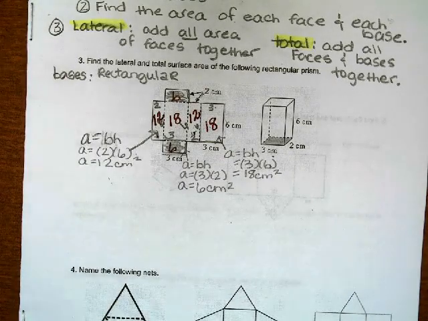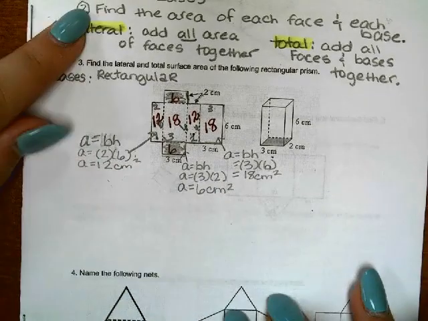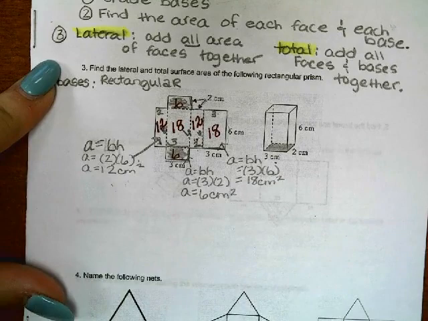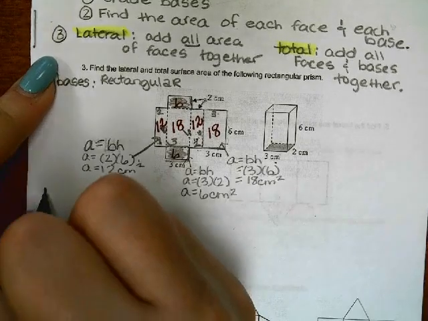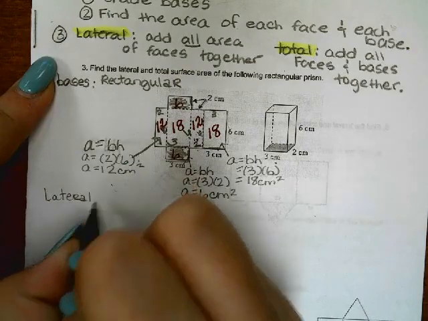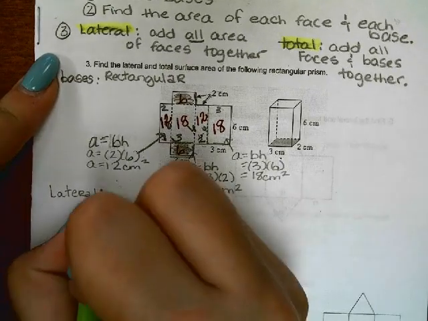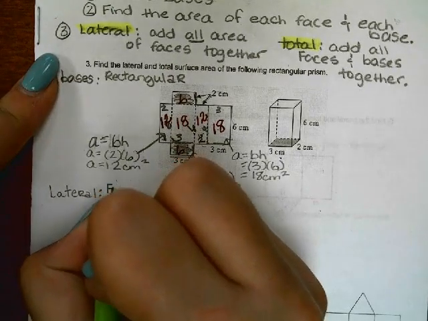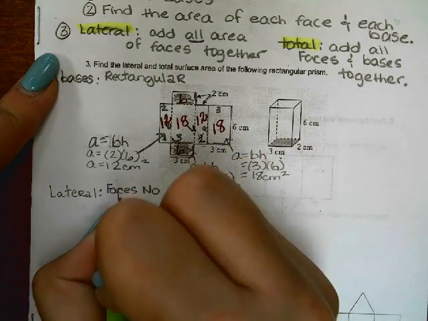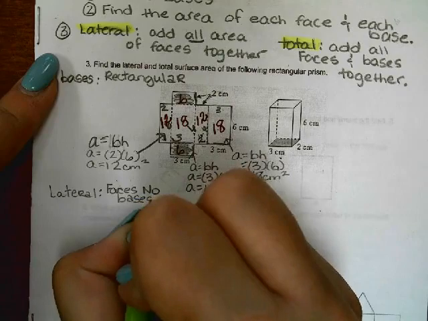What I just did was only our step 2. Now our step 3 is adding them based on what we're finding. So for lateral, to find our lateral, we're going to add up our faces, no bases. So we're just going to add our faces together.